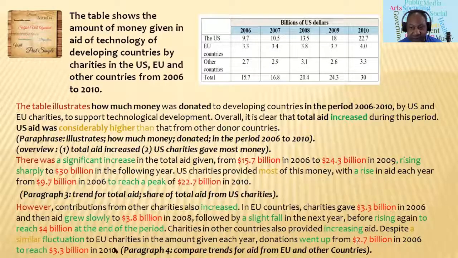That's why it said similar fluctuation. There's our similar fluctuation. It went up, then it went down slightly, and then it went up again. So that's what this covers. Okay, paragraph 4 compares the trend of aid from the EU and other countries. So it begins with the EU, then it follows with other countries. There, charities in other countries.